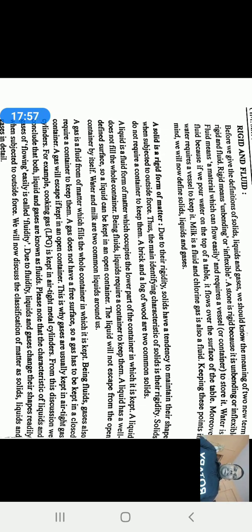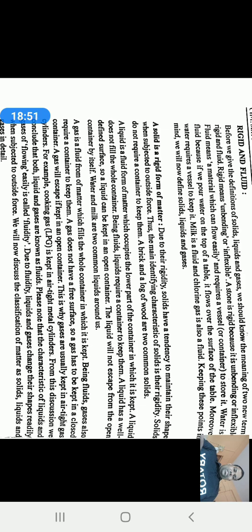As you know, a solid is a rigid form of matter. Due to their rigidity, solids have a tendency to maintain their shapes when subjected to outside force. Solids do not require a container to keep them. Brick and a log of wood are two common solids. Here we can understand the basic things. A liquid is a fluid form of matter which occupies the lower part of the container in which it is kept. A liquid does not fill the whole container. Being a fluid, a liquid requires a container to keep it.